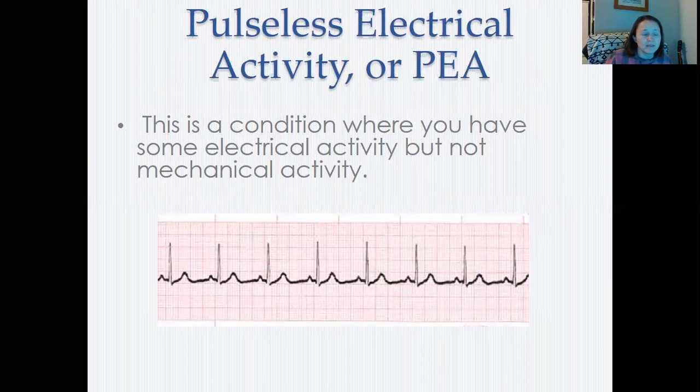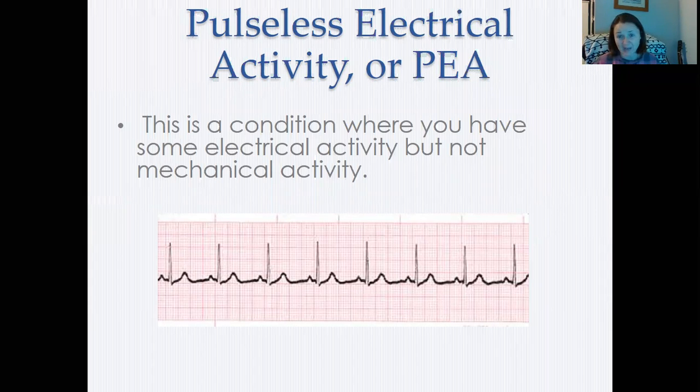So the last thing we're going to talk about is PEA, or pulseless electrical activity. This is a condition where you have electrical activity, but it is not causing contraction within those myocardial cells. So what you have is electricity with no squeezing, no movement, nothing happening.